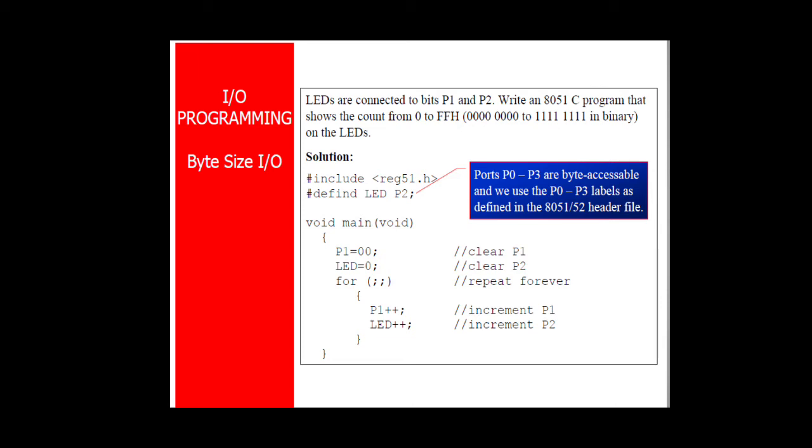Since ports P0 to P3 are byte addressable, and we use P0 to P3 labels as defined in the 8051 or 52 header file. Next, in the main function, first both the ports are cleared, P1 equal to 0 and LED equal to 0, meaning indirectly we are clearing port 2, and inside an infinite loop both are incremented. So this loop will be performed for values from 0 to FFH.